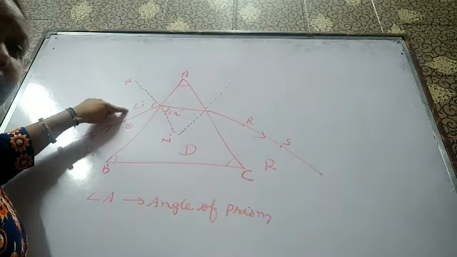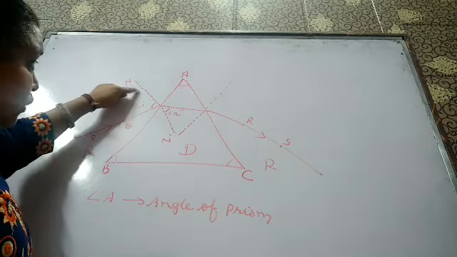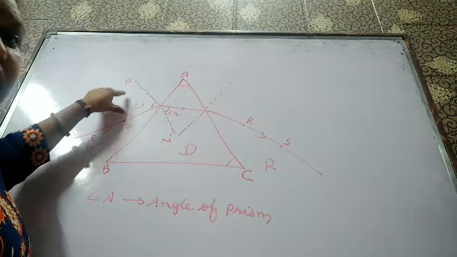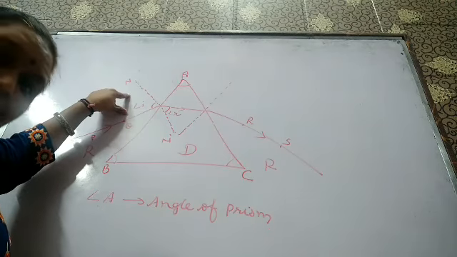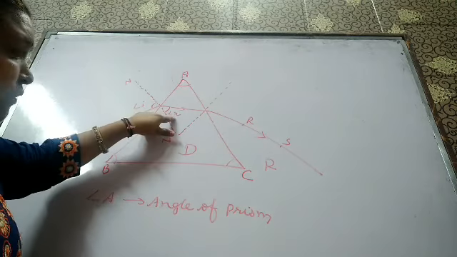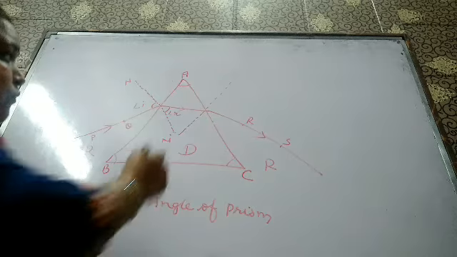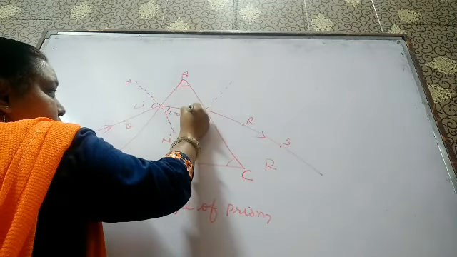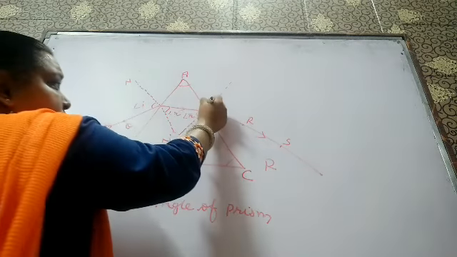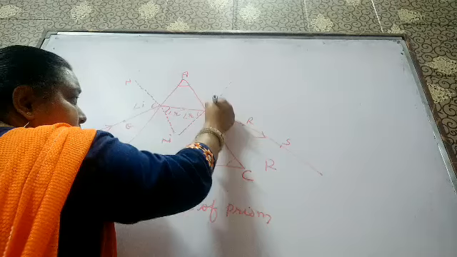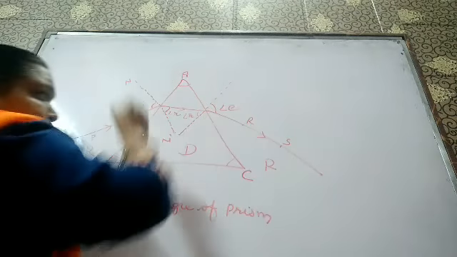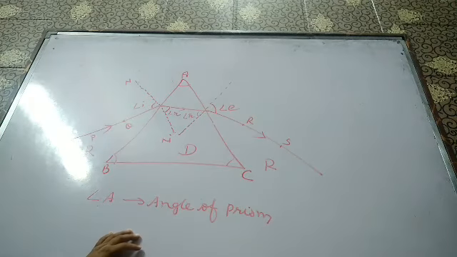Then the angle of incidence: when the normal and this incident ray form an angle, it is the angle of incidence. Then again it will form one angle of refraction, isn't it? And this emergent ray and the normal will form the angle of emergence. I think it is clear to you all. Do you have any doubt?